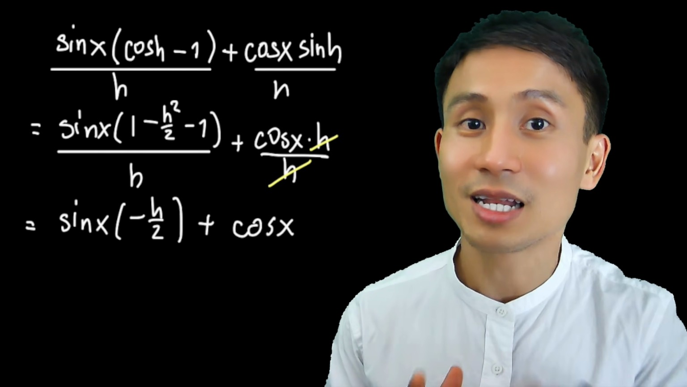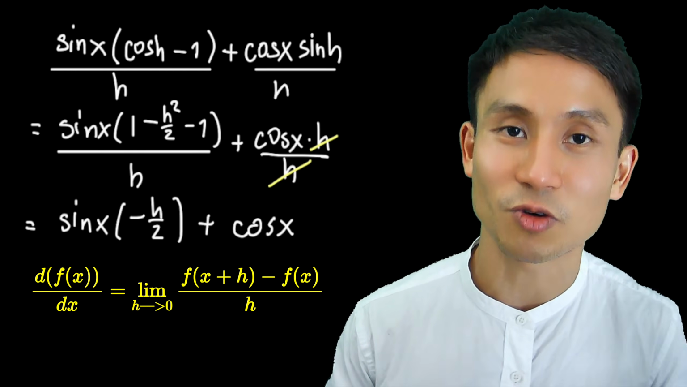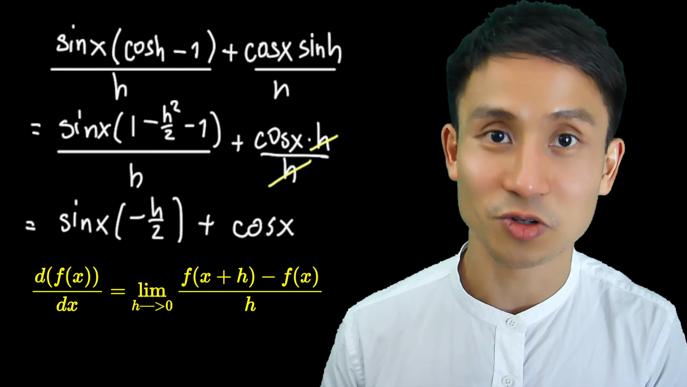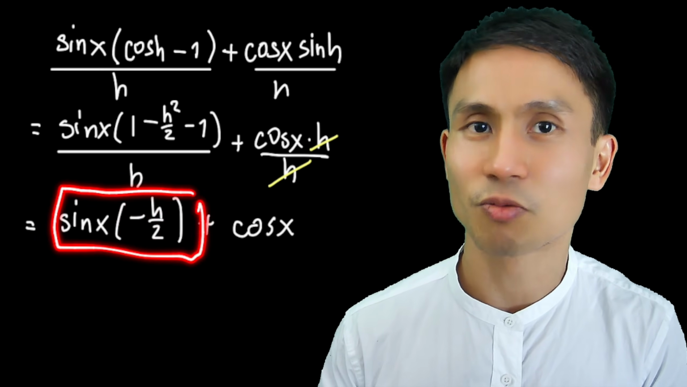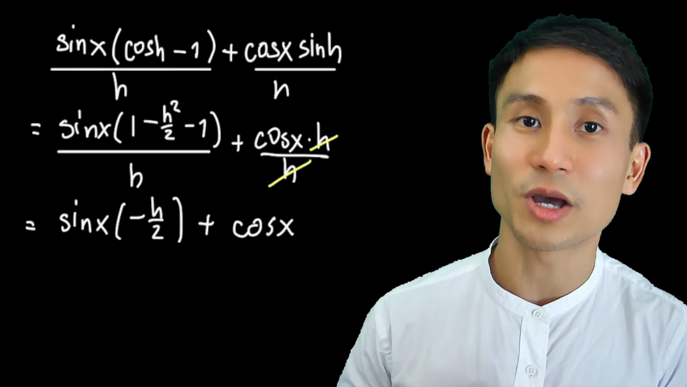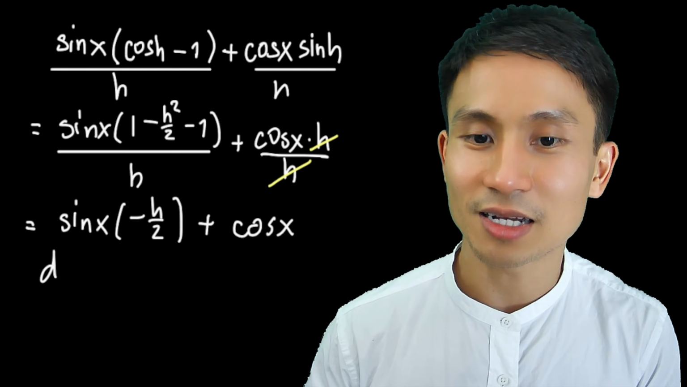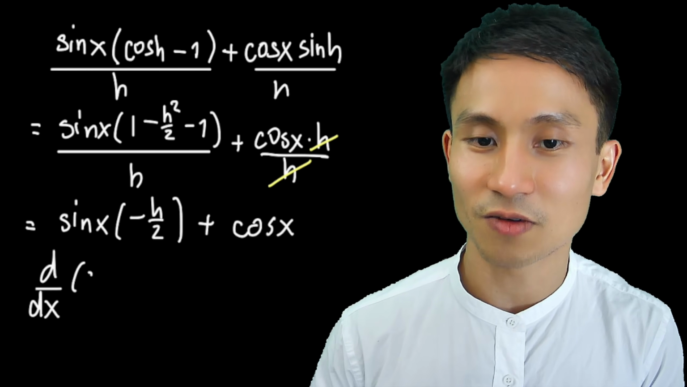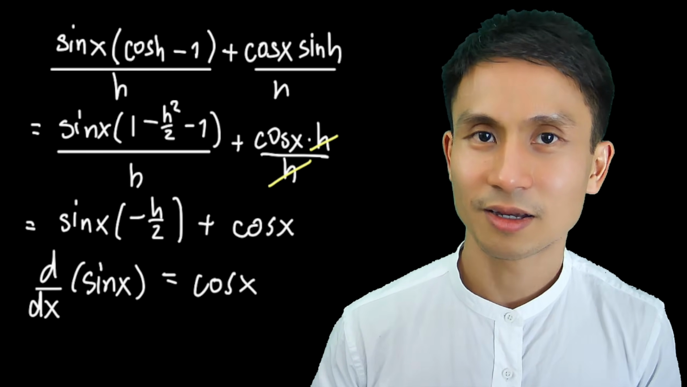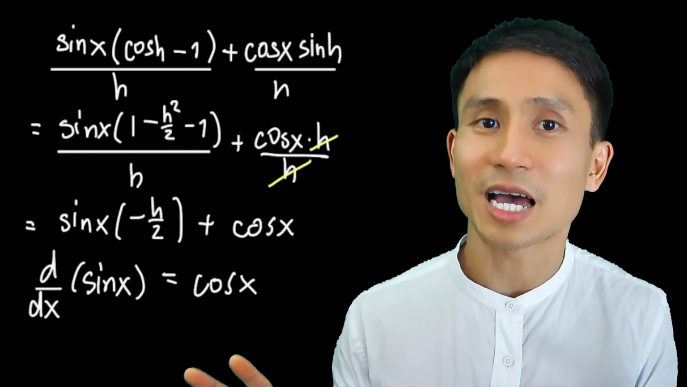Now we can apply the limit of h approaching 0. If h approaches 0, that means this whole thing approaches 0 too, and that means this whole thing approaches 0 too. And that becomes 0. That means we are only left with a cos x. So we can say that d by dx of sine x by first principle is cos x. And that is why when we differentiate sine, we get a cos.